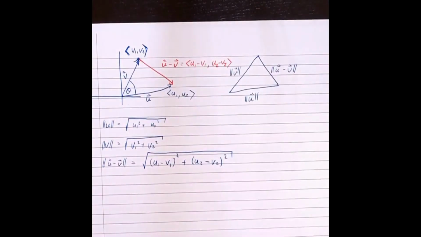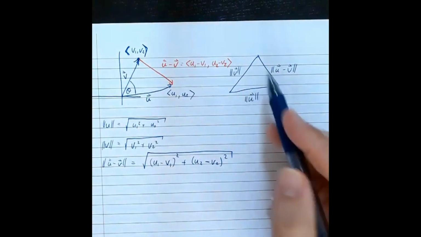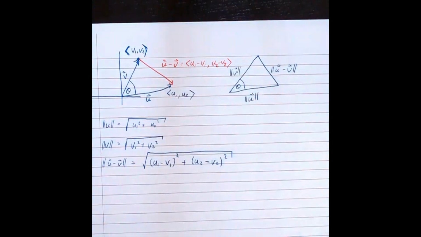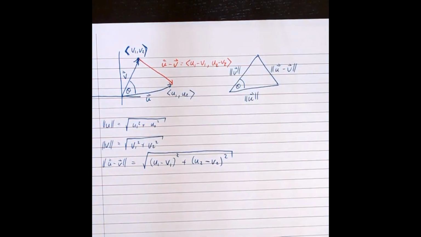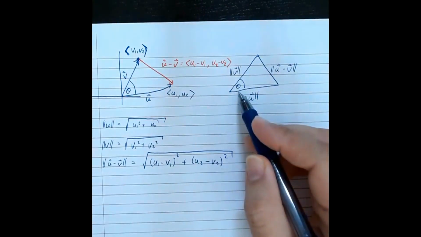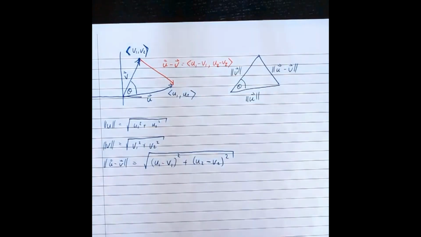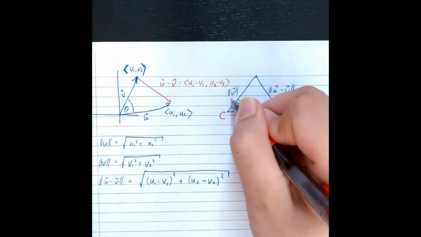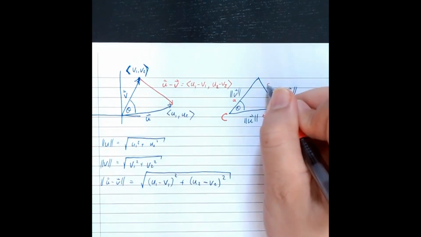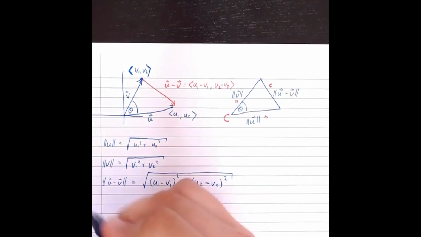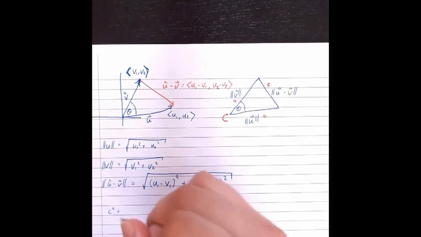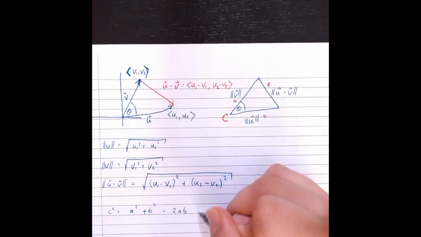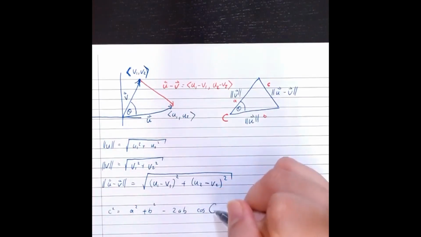Okay, so now what? Well, notice this is a triangle, and I'm trying to figure out this angle right here. I can use the law of cosines for that. Let's say this was the angle C. Then this would be the side length little a, this one little b, and this one little c. The law of cosines tells me c squared is equal to a squared plus b squared minus 2ab times the cosine of the angle C.